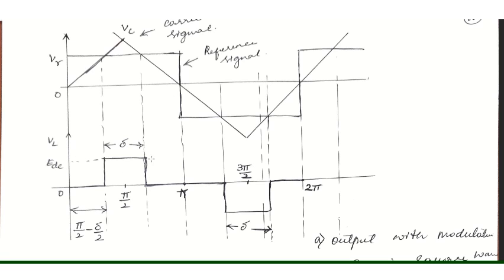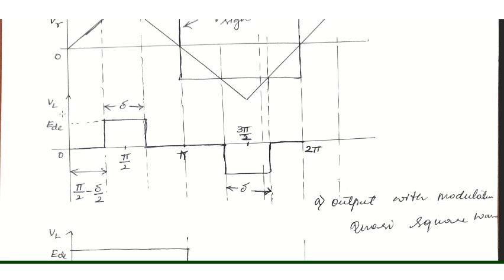The output, EDC, is represented as VL, or you can also take it as V naught. Okay. So the output you will be getting will have amplitude EDC, and the duration depends again on VC and VR. The output you can observe here is called the modulated output. Okay, it is also called a quasi square wave. It is a quasi square wave because, say, from this duration to this duration the output is 0, and during this duration it is non-zero, during this duration it is 0, and during this duration it is non-zero. So it is a quasi square wave.